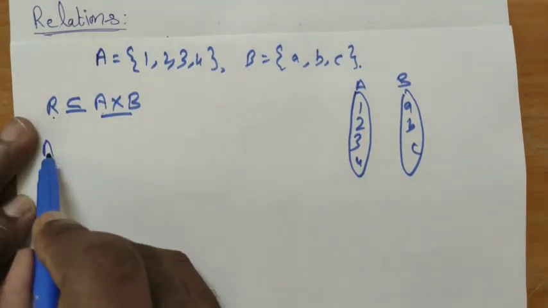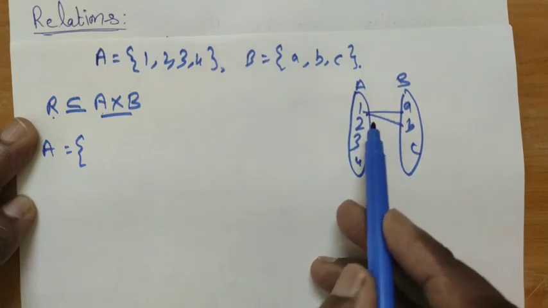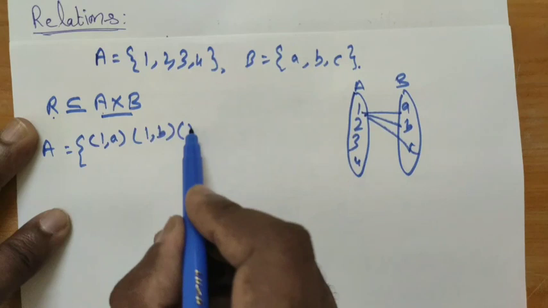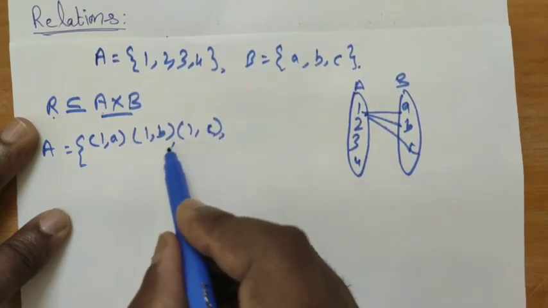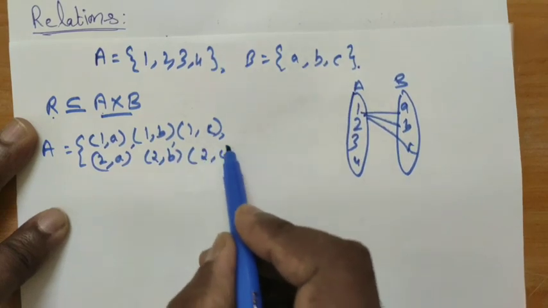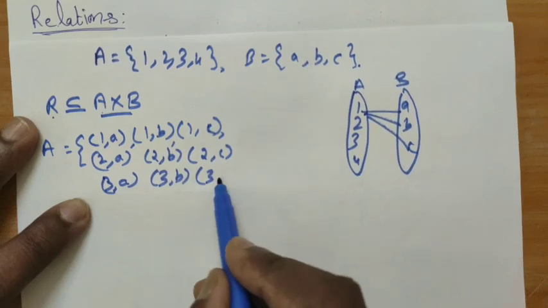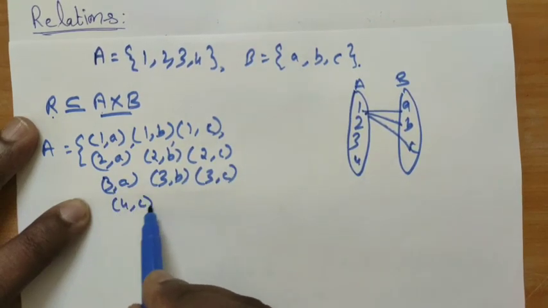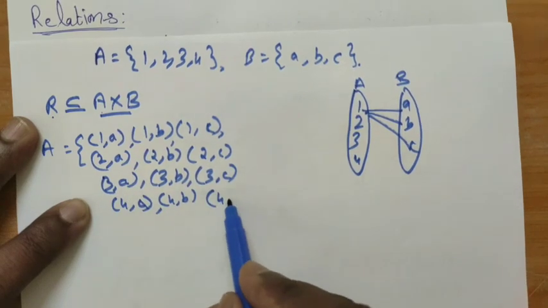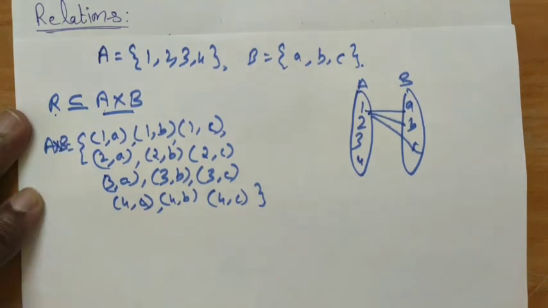Right? Here A is equal to the set. We know how to write the ordered pair. One is mapping with A, one is mapping with B, one is mapping with C. So 1 comma A, 1 comma B, and then 1 comma C. And then next one 2 comma A, 2 comma B, and then 2 comma C. And the next one 3 comma A, 3 comma B, 3 comma C. And then 4 comma A, 4 comma B, and then 4 comma C. This is the Cartesian product of A cross B, right?